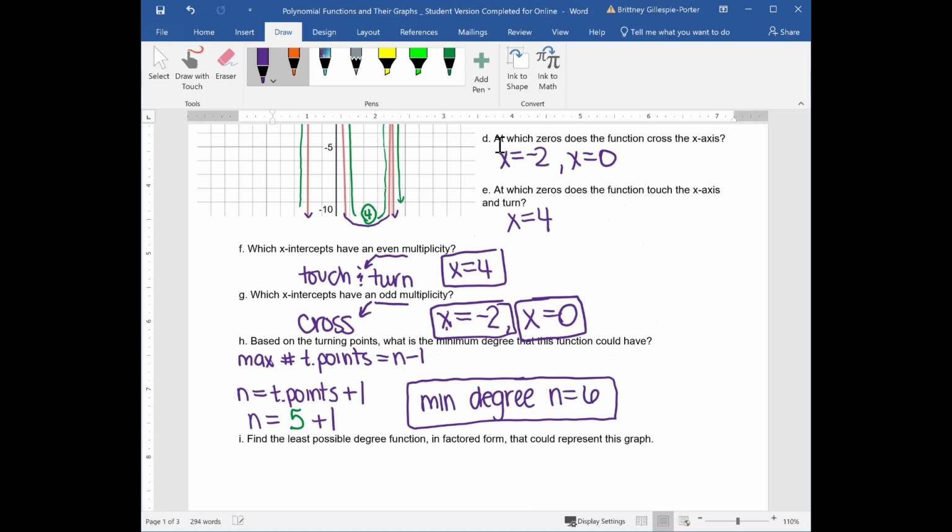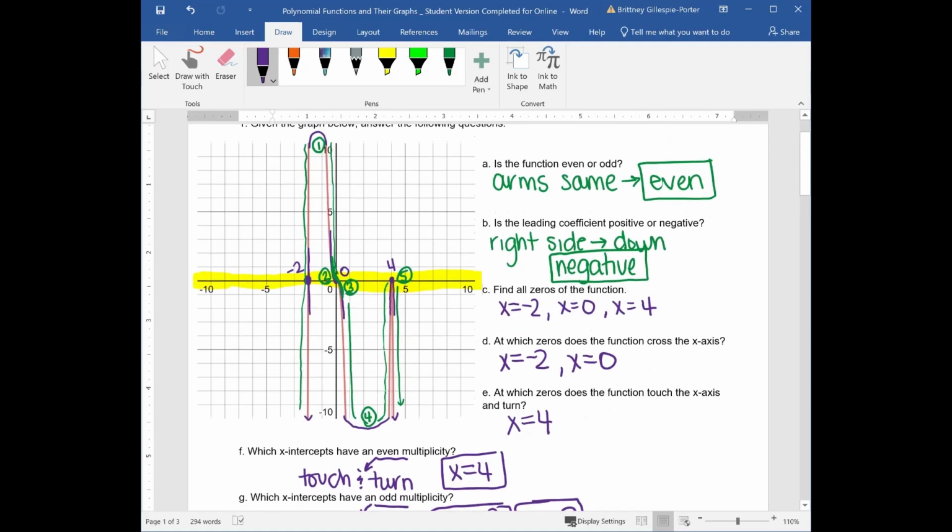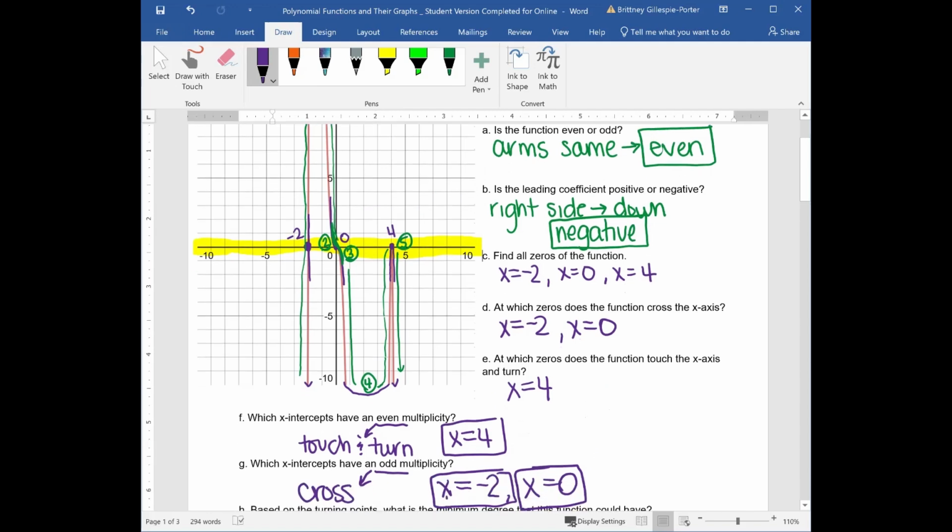Which does make sense because we said that our degree was going to be even because the arms are the same. If we would have gotten an odd minimum degree, that would have been really off because we said we were going to have an even function.